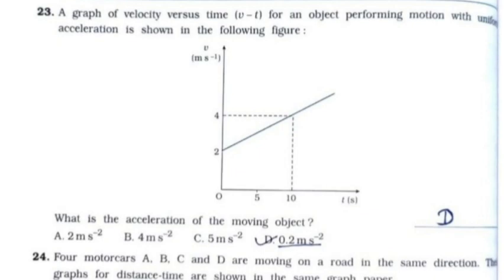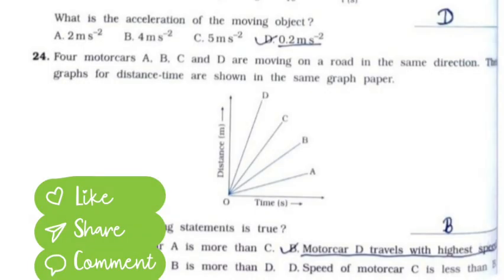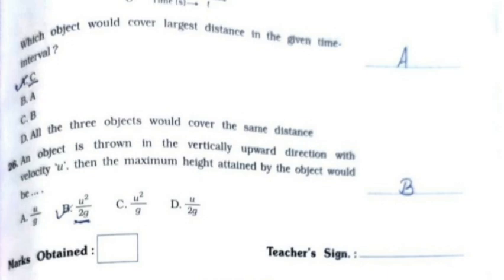23rd one is option number D. 24th one is option number B. Motor car D travels with highest speed. 25th one is option number B and 26th one is option number B.